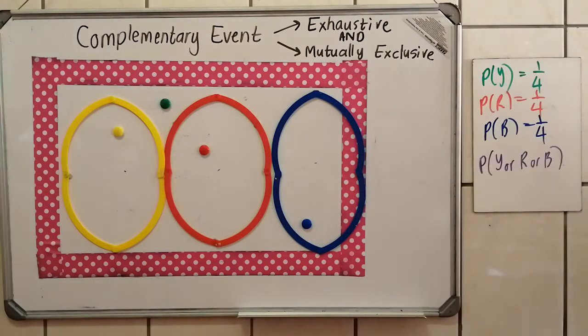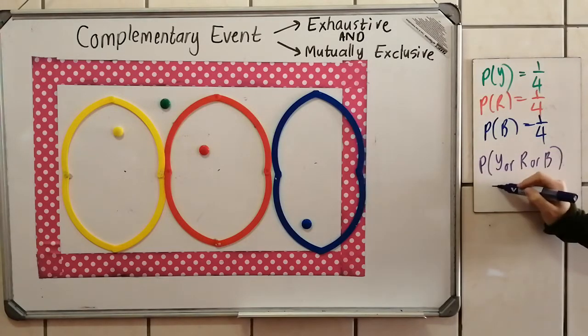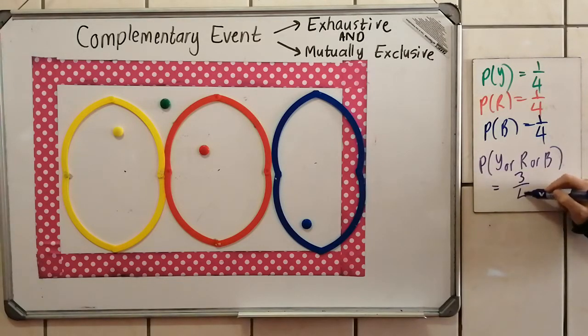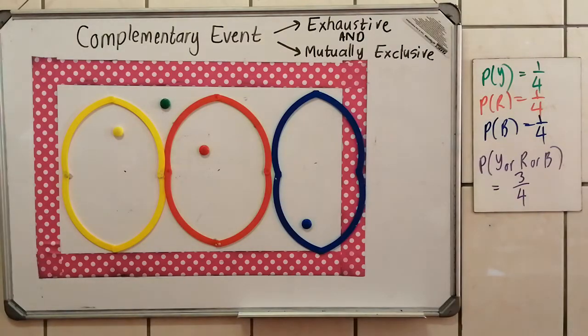I don't have to subtract anything because they're mutually exclusive. They have nothing in common. So in total, I've got 1 over 4 plus 1 over 4 plus 1 over 4, which gives me 3 over 4. And that just proves to me it's not exhaustive. Exhaustive, a union, must always be 100% of my sample space used.